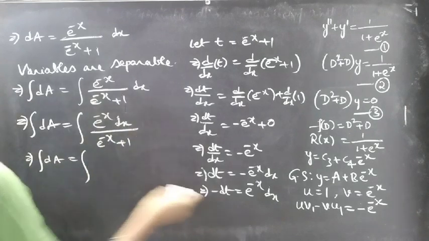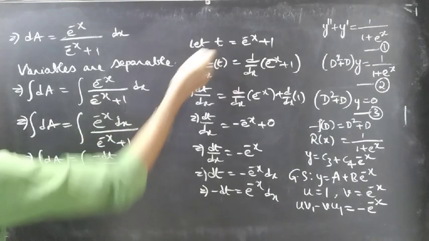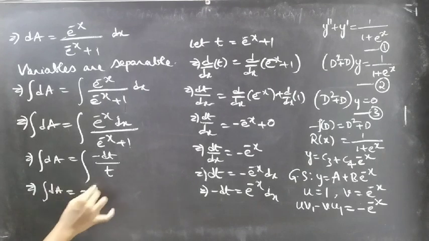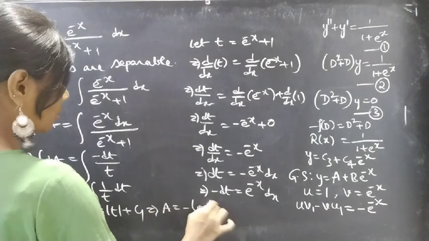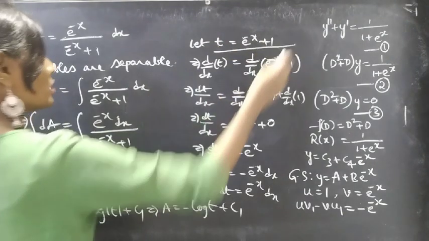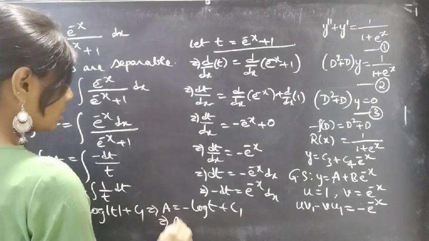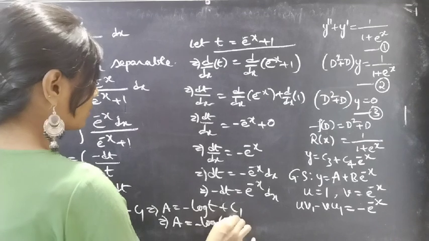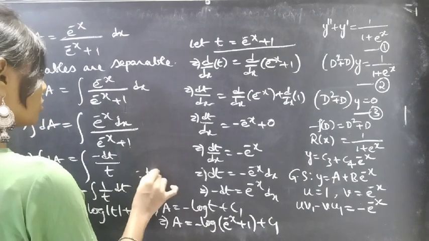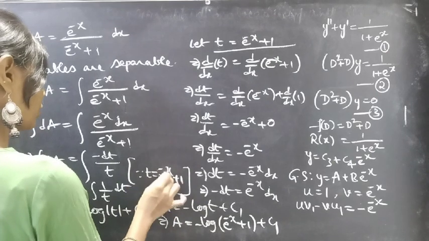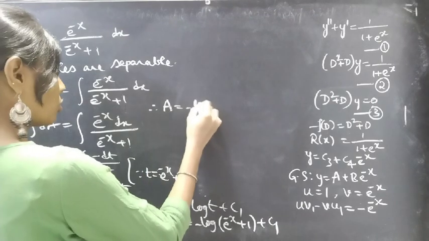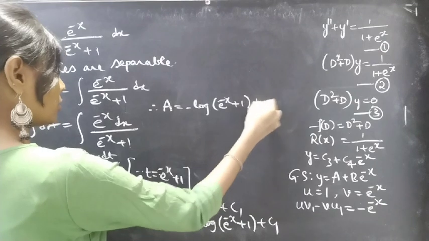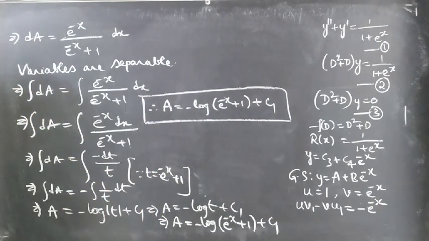Now replace e power minus x dx with minus dt. We'll get minus dt by e power minus x plus 1, which can be replaced with t. Or we can write this as integral dA equals minus integral 1 by t dt, which gives us a equals minus log mod t plus some integral constant, say c1. Since t equals e power minus x plus 1, let's replace t here. We'll get a equals minus log of e power minus x plus 1 plus c1, since t equals e power minus x plus 1, right? We got a here. Therefore a equals minus log of e power minus x plus 1 plus c1. We got a. Let's now find b dash and b.